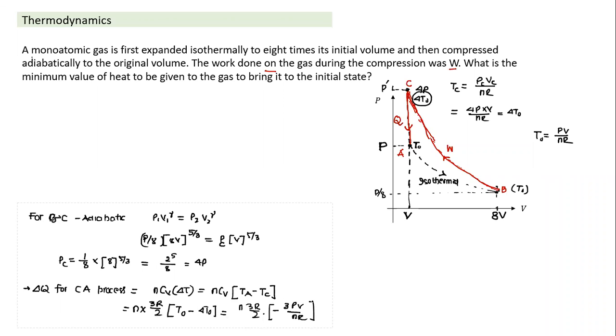But I need to express it in terms of W. So can I write the W term also in terms of pressure and volume? How would I calculate this W here? What kind of process is this? This is an adiabatic process. In an adiabatic process, how would I calculate W? Work done, in an adiabatic process, how would I calculate W?